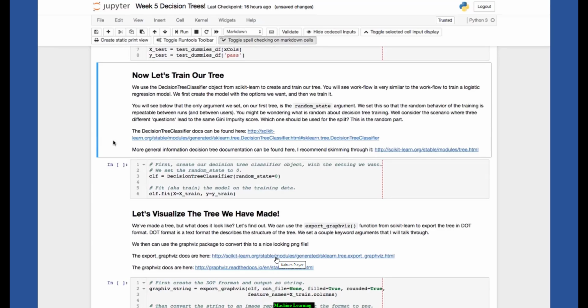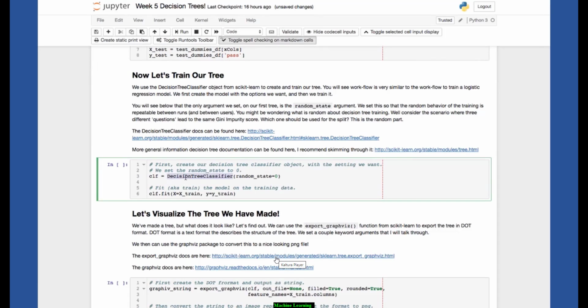And you will see that the code is very simple and the workflow is very similar to training a logistic regression model. We use the decision tree classifier class from scikit-learn, and we make our classifier object, and we set any options we'd like to set as keyword arguments. So if you remember with logistic regression, we had different arguments like regularization, cross-validation folds, etc. So for our first tree, we're just setting one, and that is the random state argument.